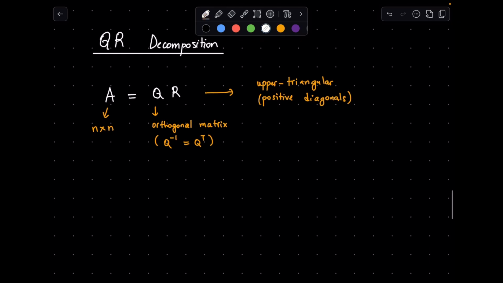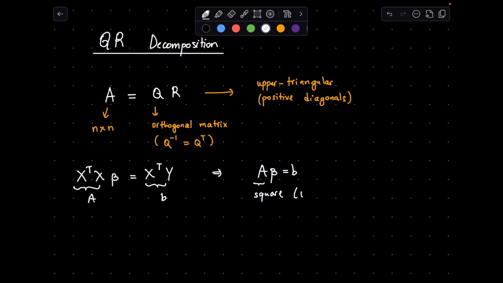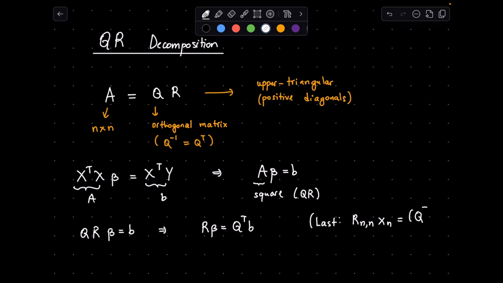Now, above we derived that X transpose X times beta is equal to X transpose Y, but now we can think of this simply as A times beta is equal to B, where A is a square matrix, so we can apply QR decomposition. Then we get QR times beta is equal to B, and multiplying the left side with Q inverse gives us R times beta is equal to Q transpose times B. Now, this can be solved recursively starting from the last element of R and working our way back.